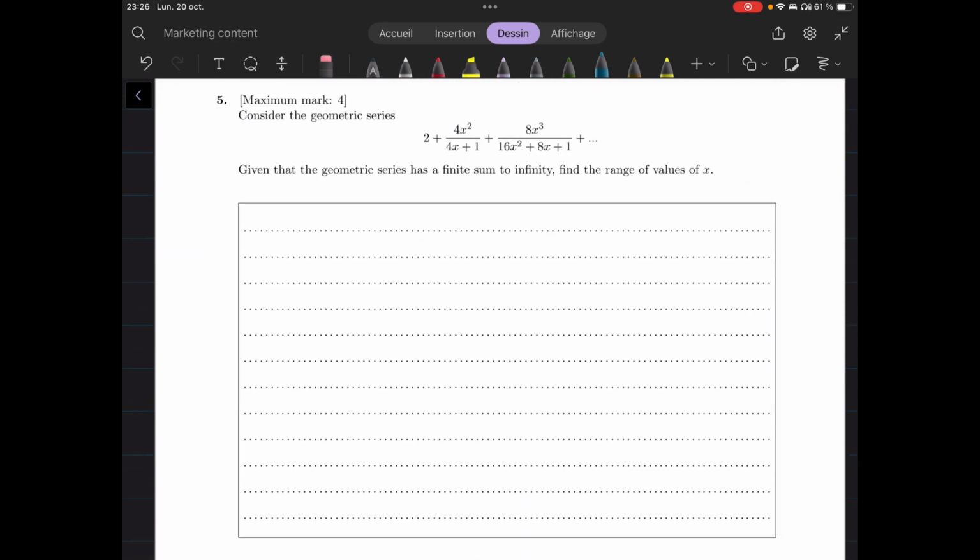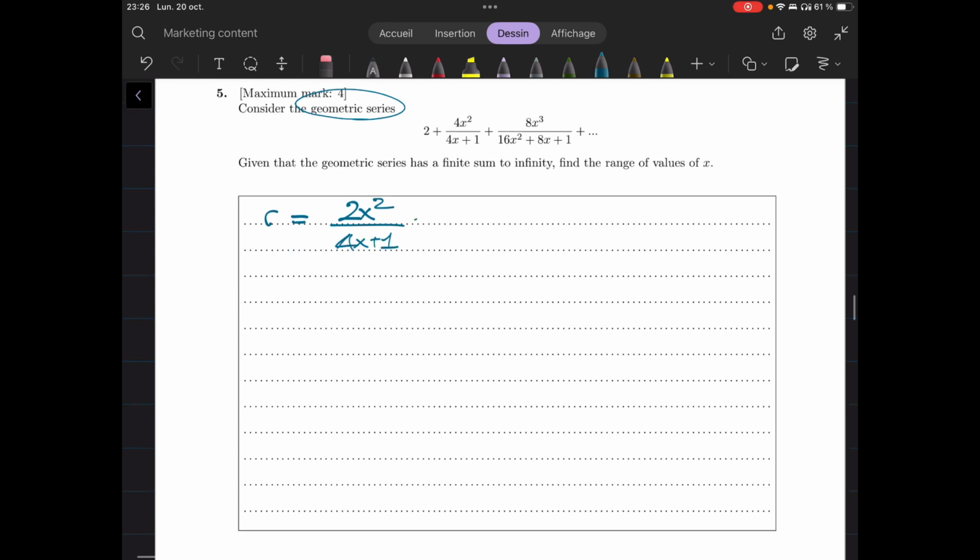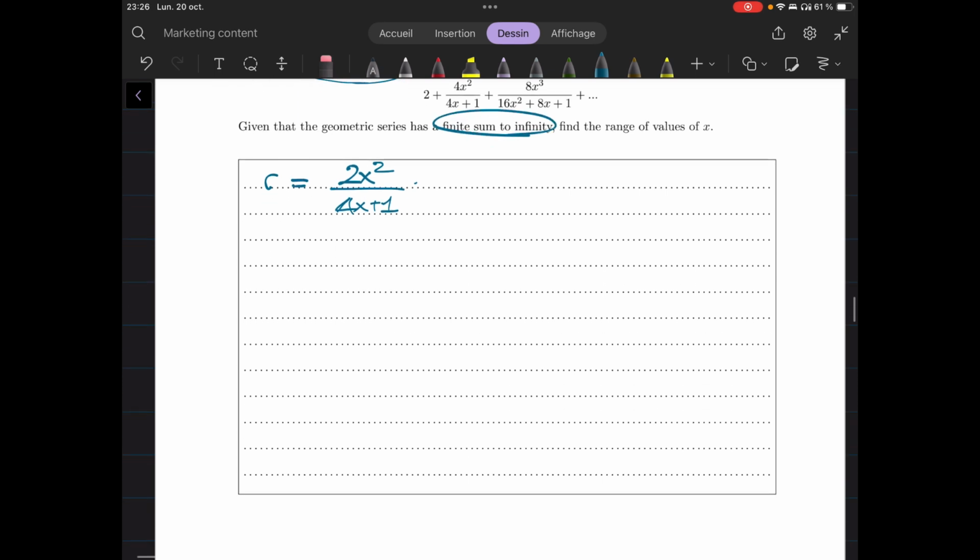Question 5. We have now a geometric series. So, first off, let's determine the common difference. Sorry, the common ratio. So the common ratio is this. Cool. We know that this series has a finite sum to infinity. This implies that the absolute value of r has to be less than 1.